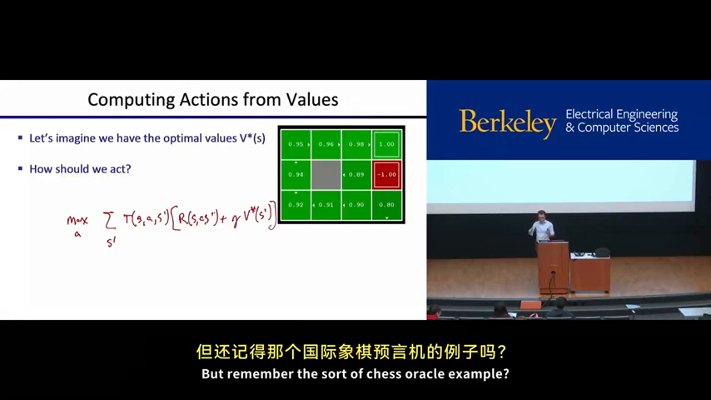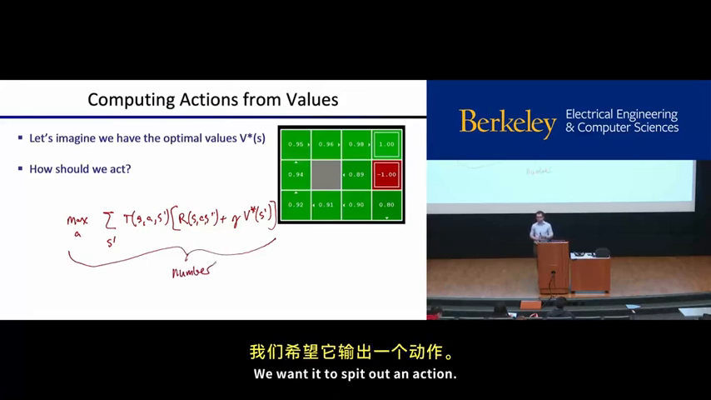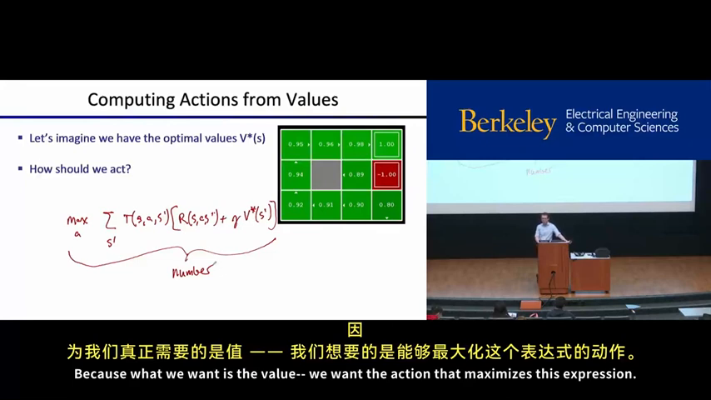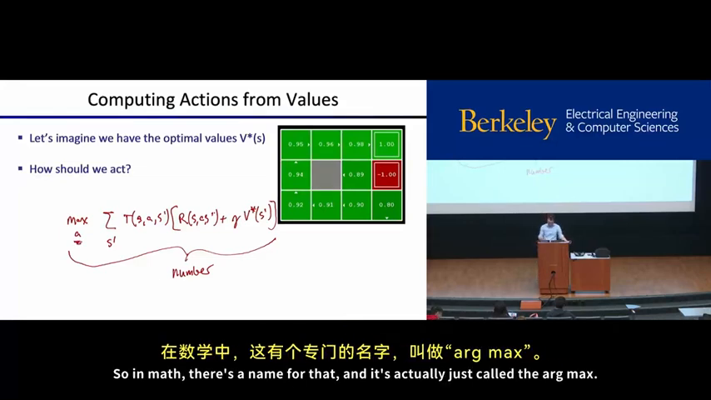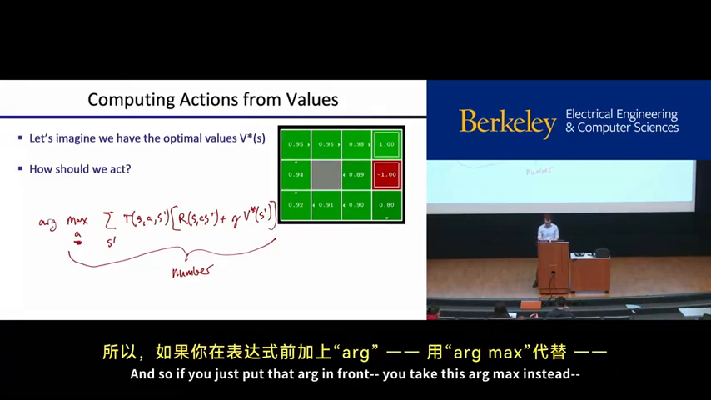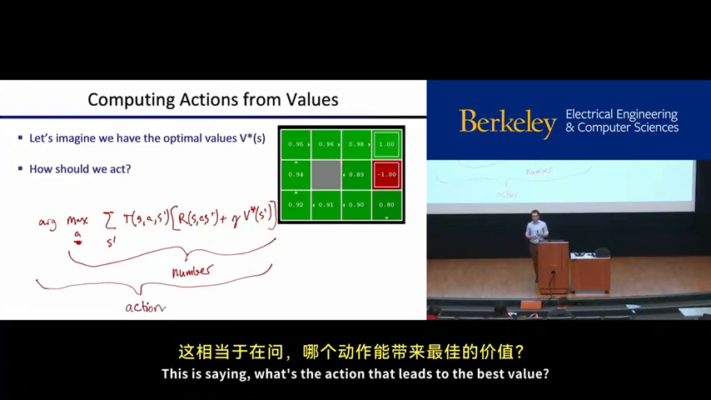But remember the chess oracle example? This thing is going to spit out just a number. And what do we want? We want it to spit out an action. So is there any way that we can quickly change this? Because what we want is the action that maximizes this expression. In math, there's a name for that, and it's called the argmax. It's the argument that maximizes this expression. If you just put that arg in front, you take this argmax instead, this will give you an action. This is saying, what's the action that leads to the best value?